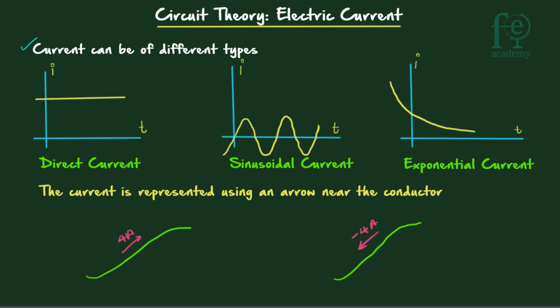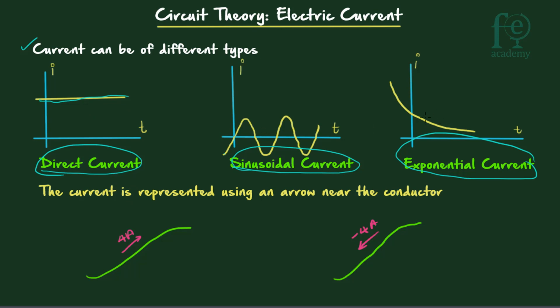Now current can be of different types. We can see current which is constant throughout time, so that is known as direct current. And there can be current which is varying. The y-axis is I and the x-axis is t. You can see that the current is varying sinusoidally with respect to time, so this kind of current is known as sinusoidal current. And here is a current which is decreasing exponentially with respect to time, and that kind of current is known as exponential current. So we can have different mathematical models for the current. Here the current is constant, here it is sinusoidally varying, and here it is exponentially decreasing.